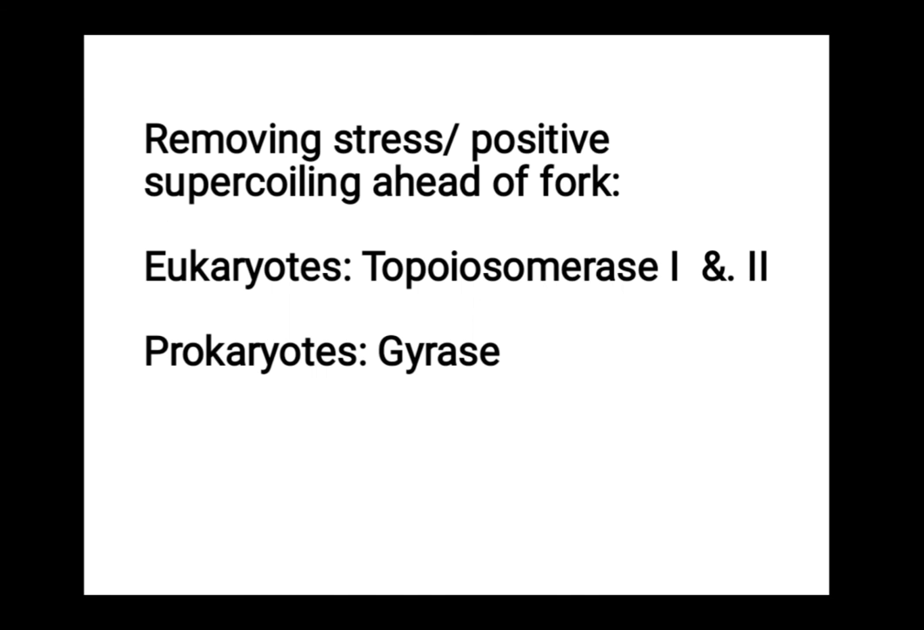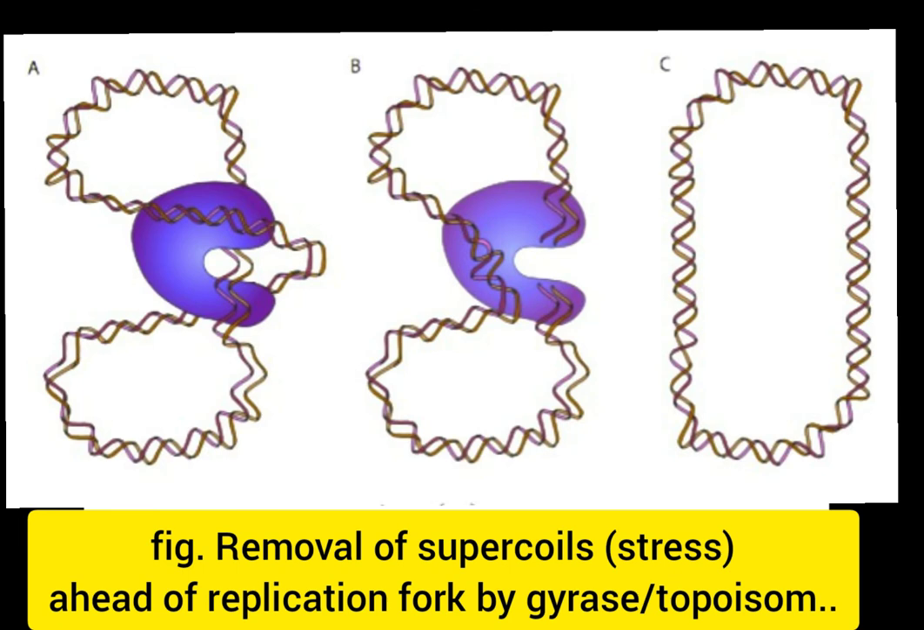And this over-supercoiling is not good for smooth replication, because you need to have relaxed double-stranded DNA so that enzymes can have easy access to it. In order to remove this extra supercoiling, this stress ahead of the replication fork, there are enzymes called topoisomerase I and topoisomerase II in eukaryotes.